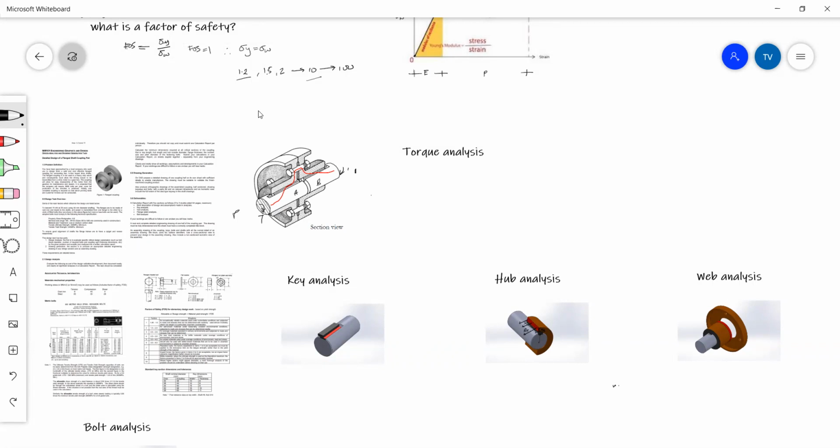All right. If we weren't given the shaft dimensions by the client, we would also do a shaft analysis, but we didn't have to do that for this assignment. Luckily, you just have to start from key analysis, hub, web, bolt. So is any one of these ones here that you're having problems with? So I can focus on that analysis.